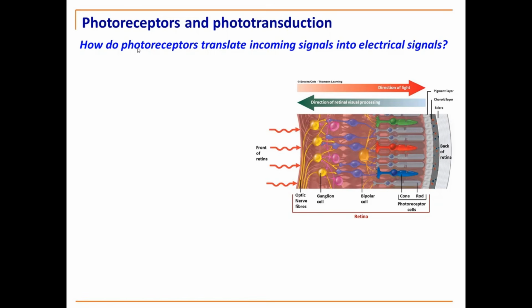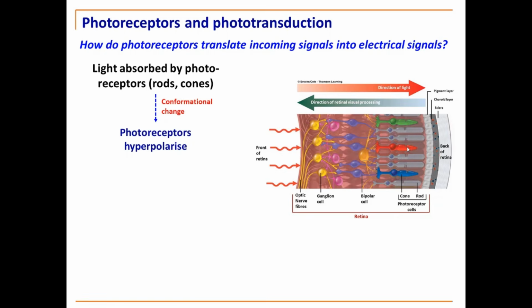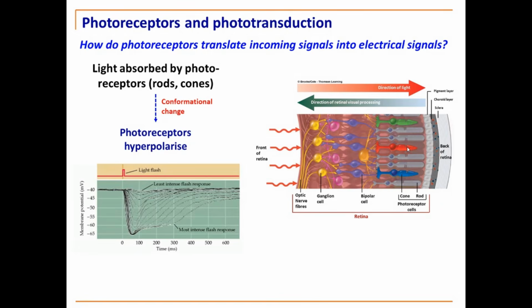So how do photoreceptors translate incoming signals into electrical signals? So here is this diagram again that we've talked about. The light is coming in, going through the ganglion cells and the bipolar cells onto the photoreceptor cells. The light is absorbed by these photoreceptors, so these rods and the cones. We get a conformational change, and the photoreceptors hyperpolarize. And this is shown in this nice little image. You give a nice little light flash, and you can see the membrane potential becomes more negative in these photoreceptors.